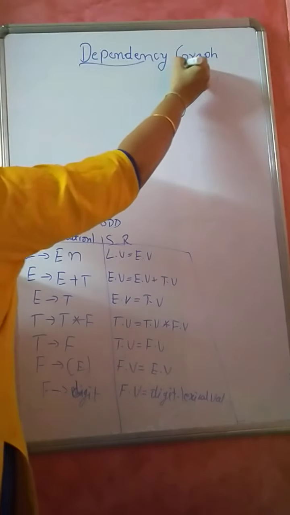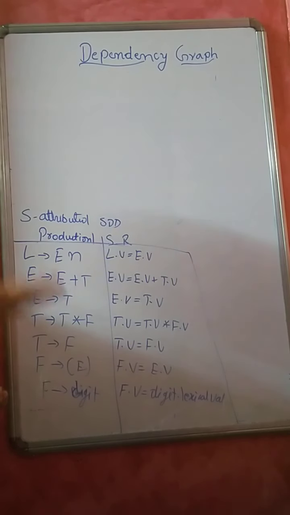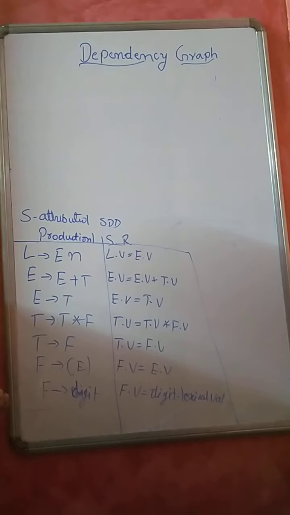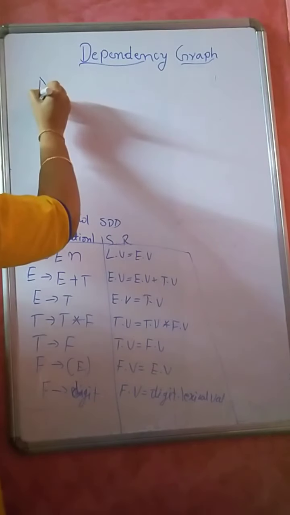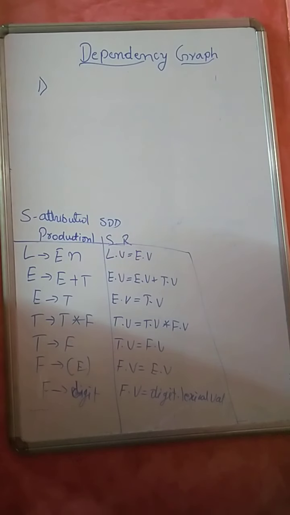What do you mean by a dependency graph? A dependency graph is a graph which shows how the attribute values or information will be passed from one attribute instance to another attribute instance. So it shows how the information or attributes flow from one node to another node. Then how do we construct this dependency graph? There are three steps you need to follow for constructing the dependency graph.